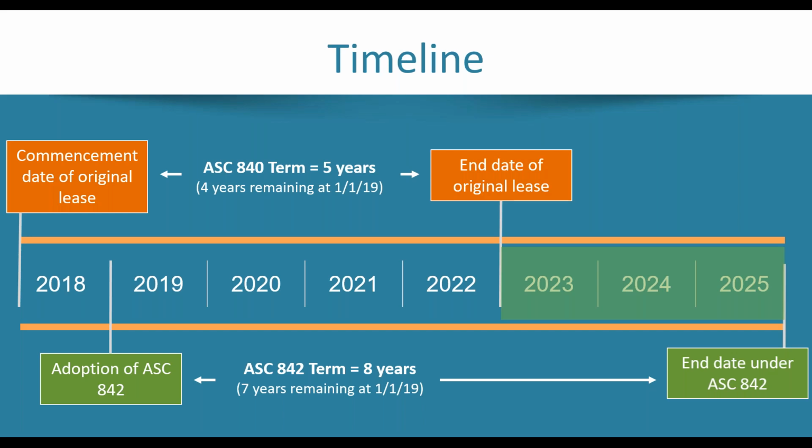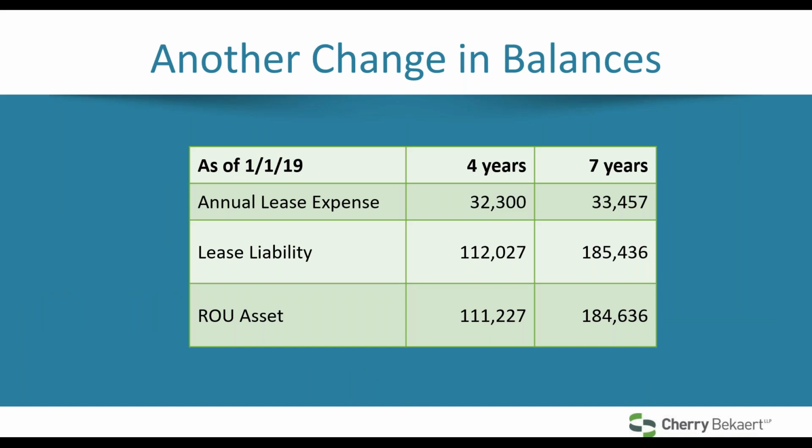And so I want to quantify the effect of this. Under our first one, which just had 4 years remaining as of 1/1/19, we had annual lease expense of $32,300. If we use those other 3 years and management is certain to extend to 2025, that lease expense goes up to $33,457. The lease liability, you can see an enormous impact, as well as the right of use asset, you can see an enormous impact.